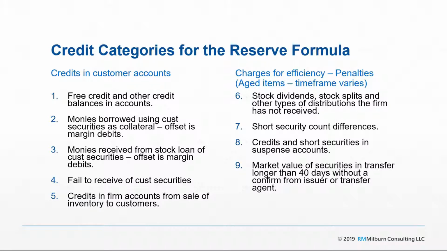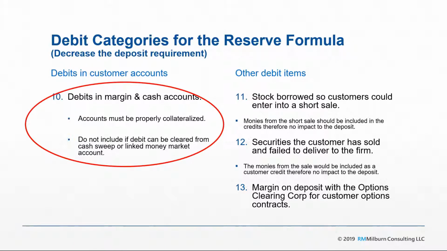Quick review of the categories. On the customer side, line item number 1, that's cash that we receive from the customer, either from deposits or from sales of their securities. 2, 3, and 4, that's cash we received by using the customer's securities. Number 5 is cash we received when we made short sales to the customer. And lines 6, 7, 8, and 9 are items that are in suspense accounts, and they are basically charges for efficiency. On the debit side, we've already discussed in earlier webcasts the debits in the margin and cash accounts. As I said earlier, we're going to be discussing stock borrows, fails to deliver, and the margin held at Options Clearing Corp.